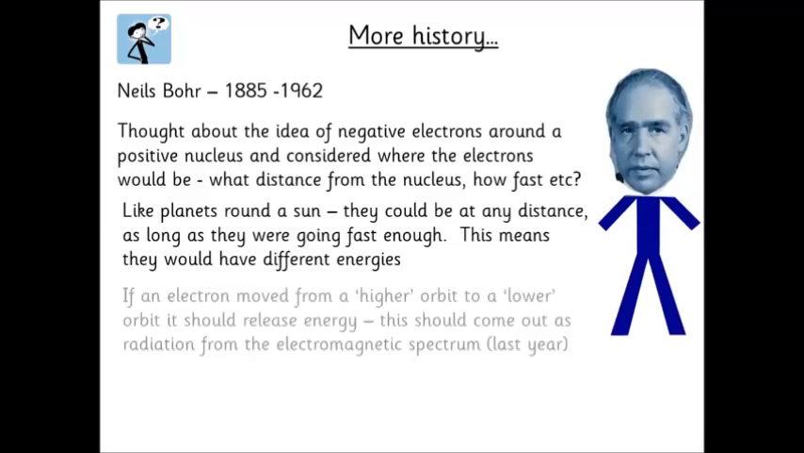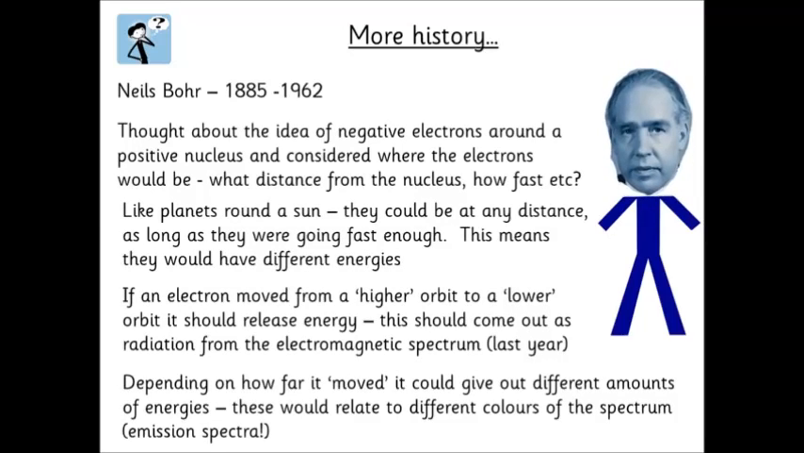This is Niels Bohr, very, very basic. Niels Bohr thought about the idea of negative electrons moving around a positive nucleus, and how they would be moving. They must be going in some kind of orbits, potentially, at some distance and speed, and he considered the motions of planets around the sun. At any distance, as long as they were going fast enough, they would have different energies. They'd need different energies to keep in orbit around the positively charged nucleus. And this led him to think that if electrons move from a higher orbit to a lower orbit, they should release energy, and this should come out as radiation.